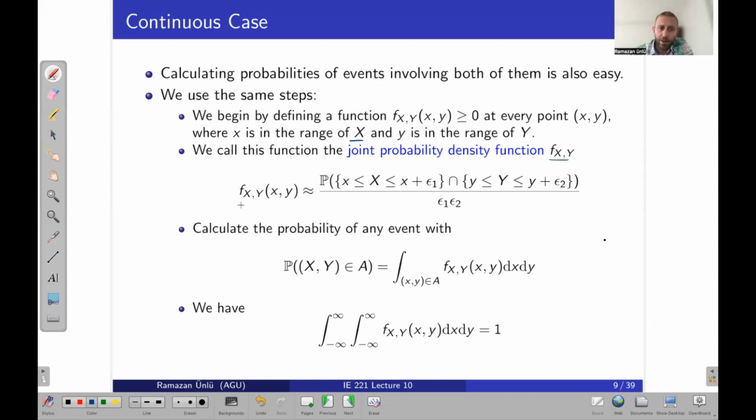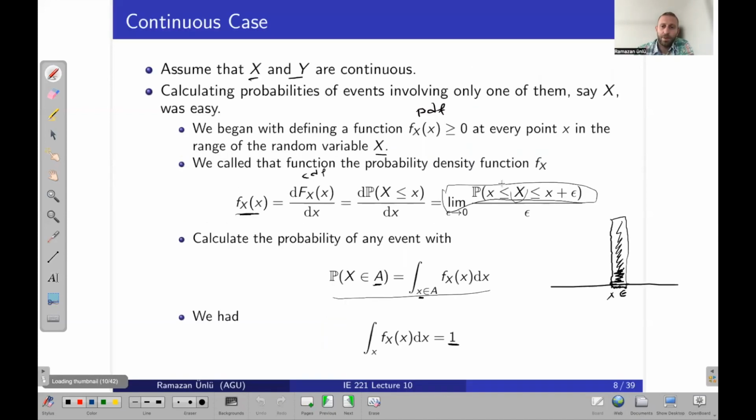Okay, and the same thing, the f of x and y, actually, is the probability of x being greater than or equal to small x and less than or equal to x plus epsilon 1, and the intersect with y being greater than or equal to small y and less than or equal to y plus epsilon 2. Why? Because I cannot say here that y is equal to y, okay? So I will simply apply this logic for two random variables.